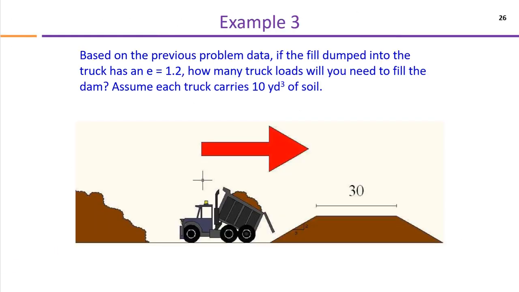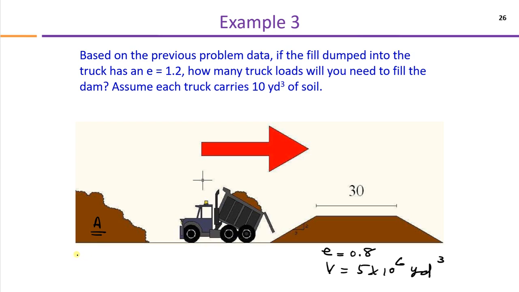Next question is, based on the previous problem data, if the fill dumped into the truck has a void ratio of 1.2, how many truckloads are you going to need to fill this dam? If you remember the previous problem, the void ratio of the dam is 0.8 and the volume of this dam is 5 times 10 raised to the power 6 cubic yard. And we selected supplier A, which was the most economical, so we picked supplier A.